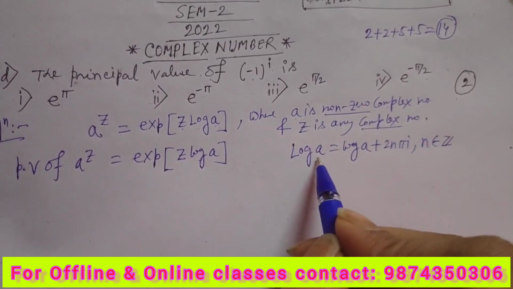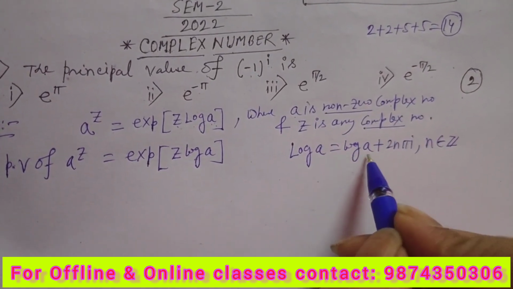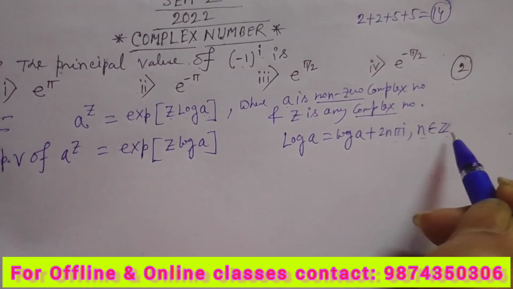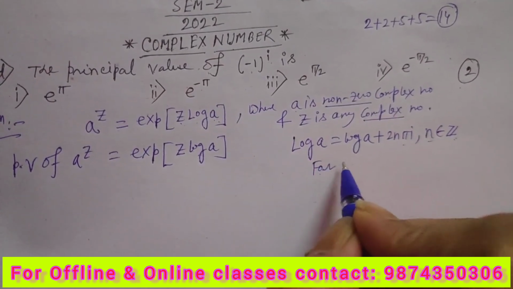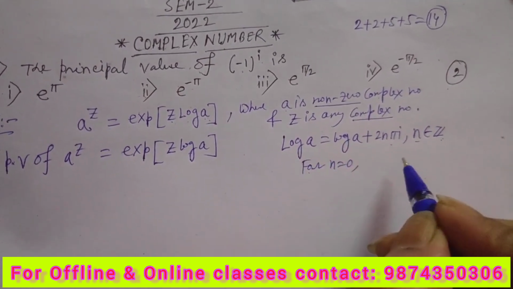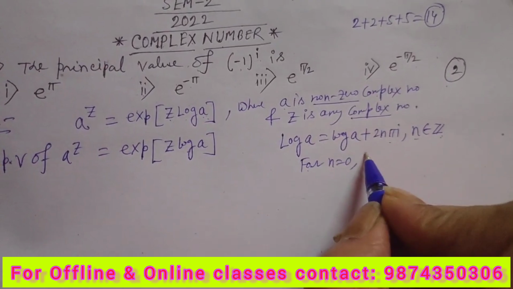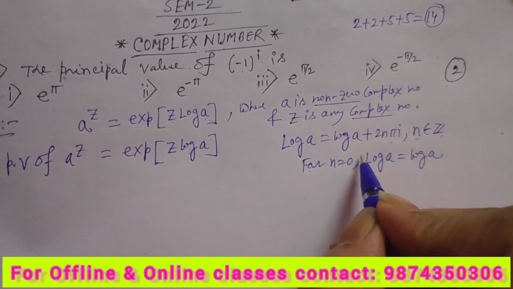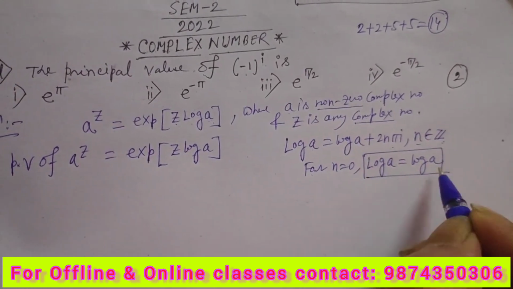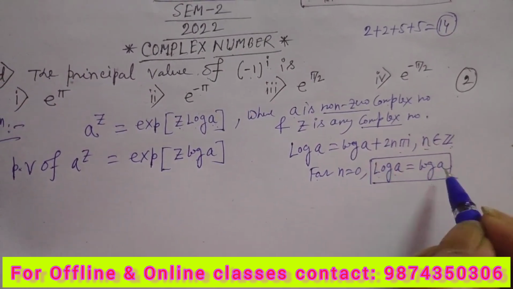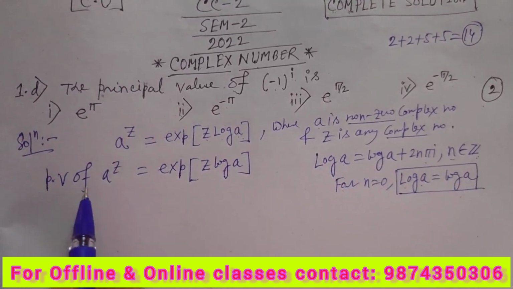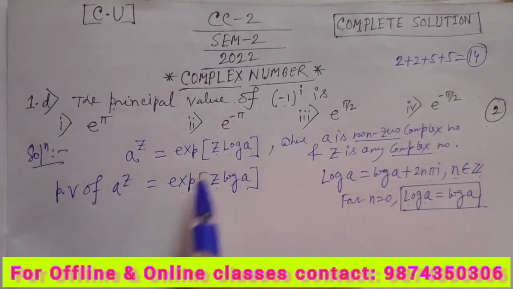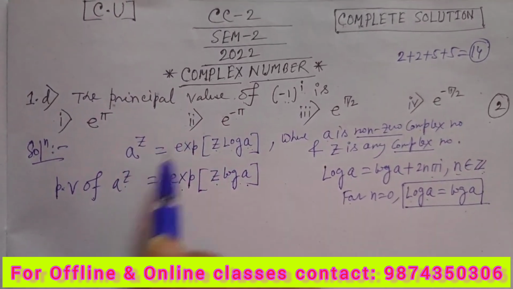So this is the general logarithm. General logarithm is equal to principal logarithm of a plus 2nπi, where n belongs to Z. n is any integer. For n equals 0, the general value of the logarithm of a is the same as the principal logarithm of a. So for n equals 0, the general logarithm of a is equal to the principal logarithm of a. So principal value of a to the power z is equal to exp(z log a). So here a equals -1 and z equals i.